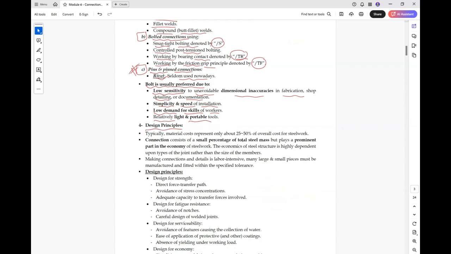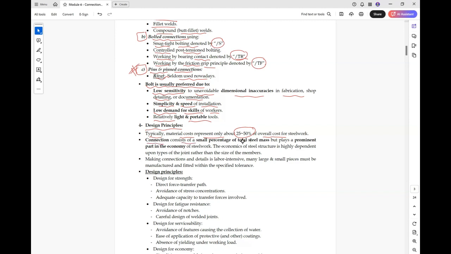The design principle for bolted connection: typically material costs represent only about 25 to 50% of overall cost of the steel work. So the connection is between 25% and 50% of the cost, depending on the type of the connection and what is the load that needs to transfer between the two connected members.